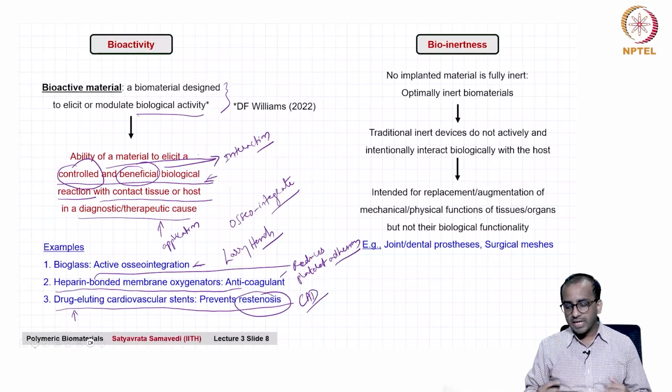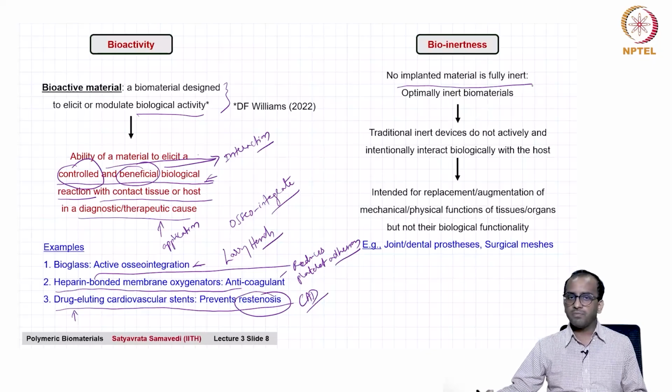Next, we move to this idea of bioinertness. It is not that commonly used, but because we have looked at bioactivity, it makes sense to also look at bioinertness. And remember that these things will be contextualized a lot more as we go through the course. First thing that we want to point out is no implanted material is fully inert, right? One can only talk about optimally inert biomaterials where the host response is just enough to help the material integrate into the body, and then the material elicits any positive controlled reactions from the body, as we saw in bioactivity.